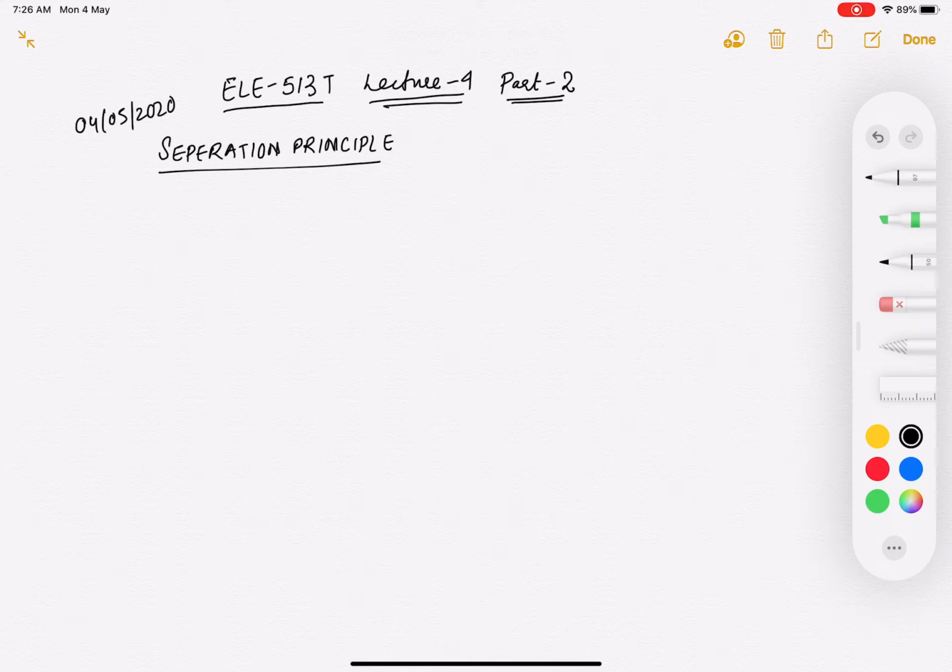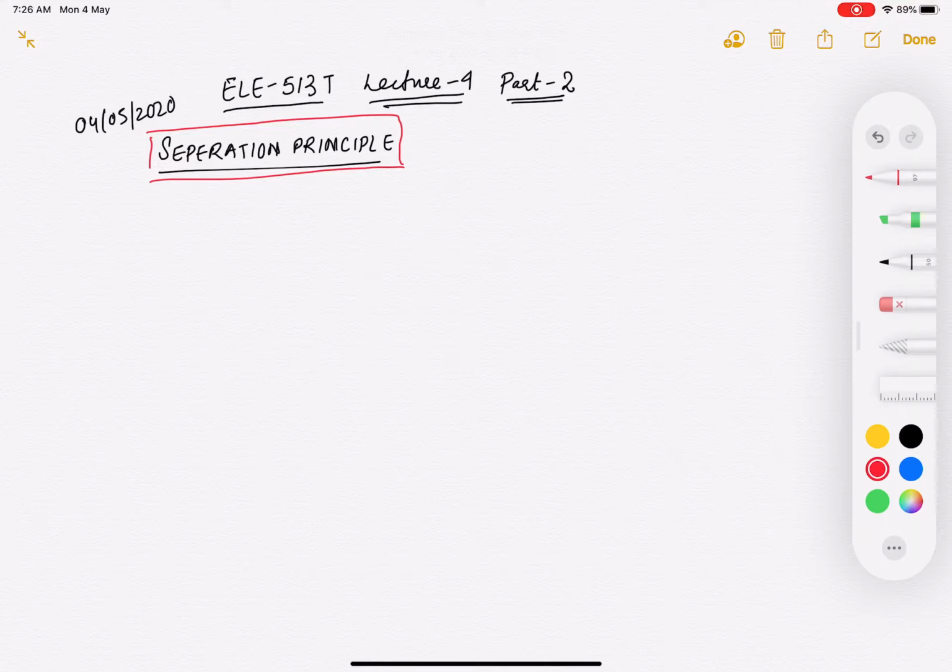Welcome to the second part of lecture 4. In this lecture, we'll be talking about an important principle which will basically help us in combining observer and controller design for one system, which is called the separation principle.